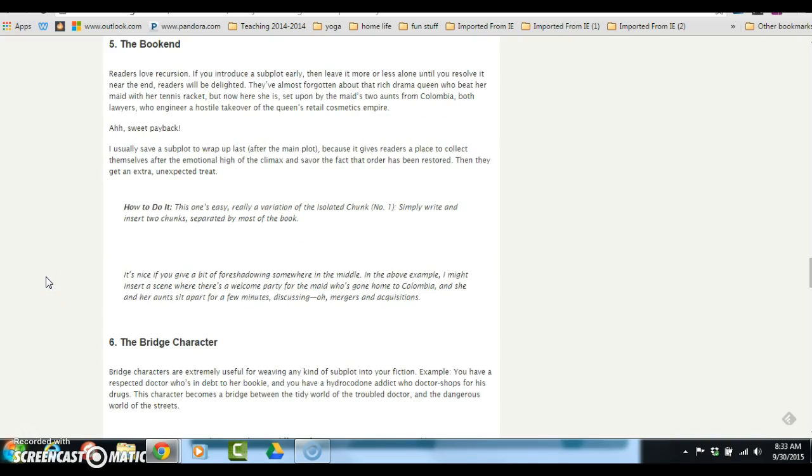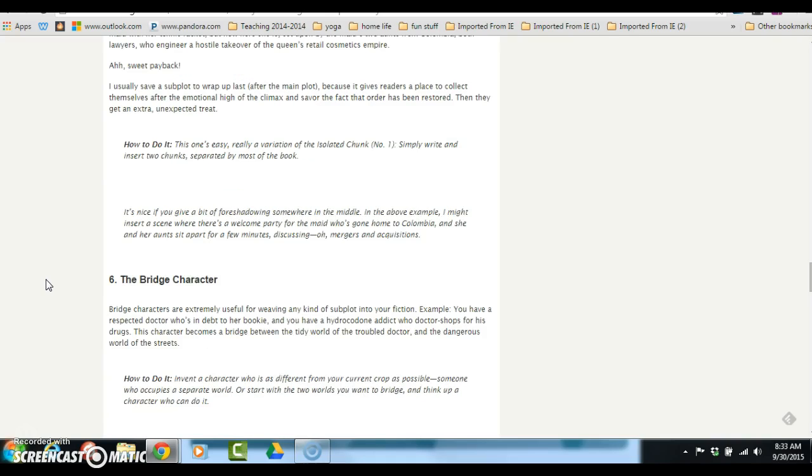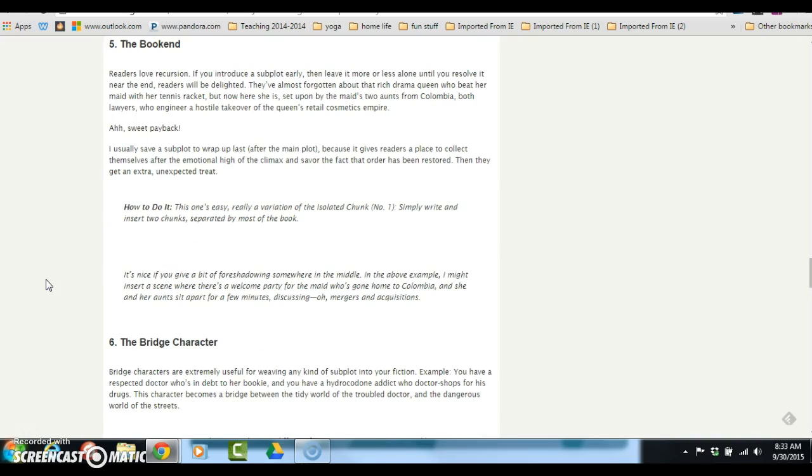And then this is an easy one. Simply write and insert two chunks separately. So at the very beginning you start the second plot line and at the very end you wrap up the second plot line. So you don't have to continue it throughout. That might be probably the easiest one to do.